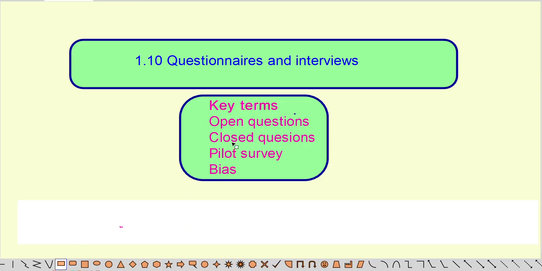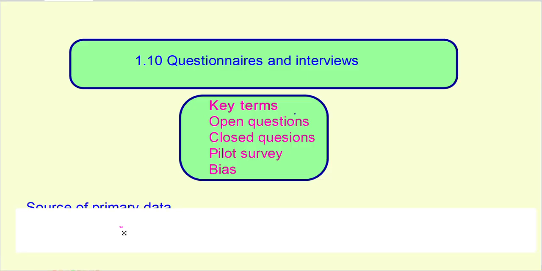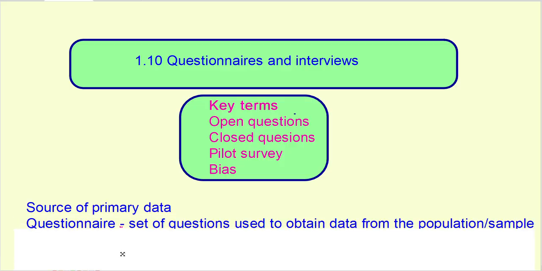We're going to look at open questions, closed questions, what a pilot study is, and bias. So questionnaires and interviews are a source of primary data, with a questionnaire being a set of questions that are used to obtain data from the population and sample. This can be carried out via post, email, phone, or face-to-face, and the person completing the questionnaire is called the respondent.